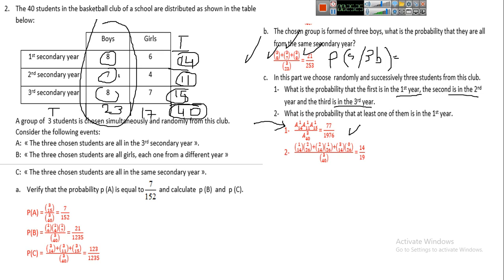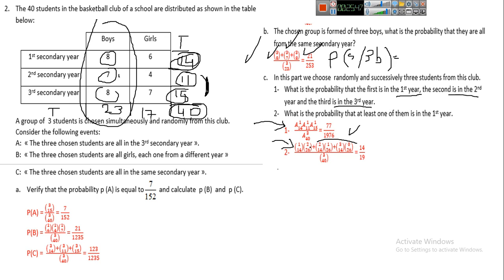What is the probability that at least one of them is in the first year? So minimum one of the first year, it will be 1 out of 14, and 2 not in the first year. So what remains? It will be 26, either secondary 2 or secondary 3. As you all know here, it's the same as we did before.